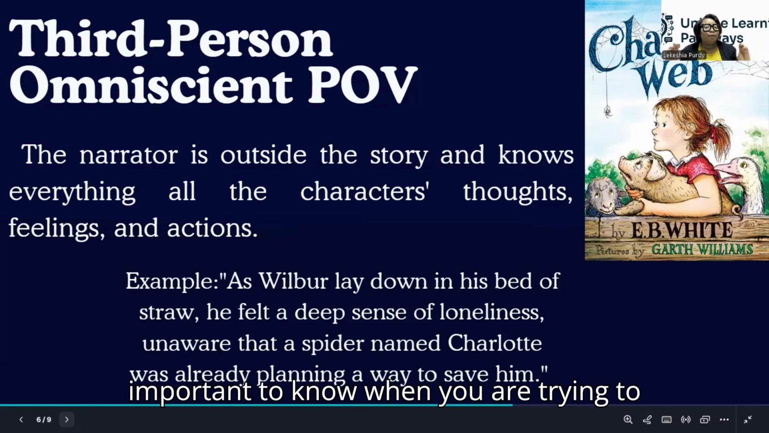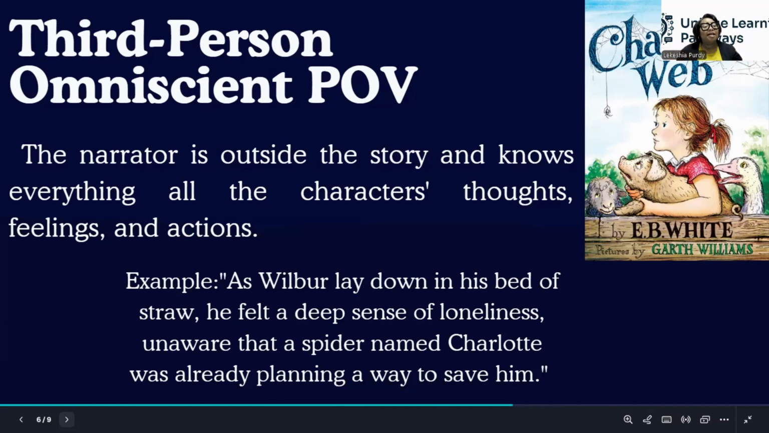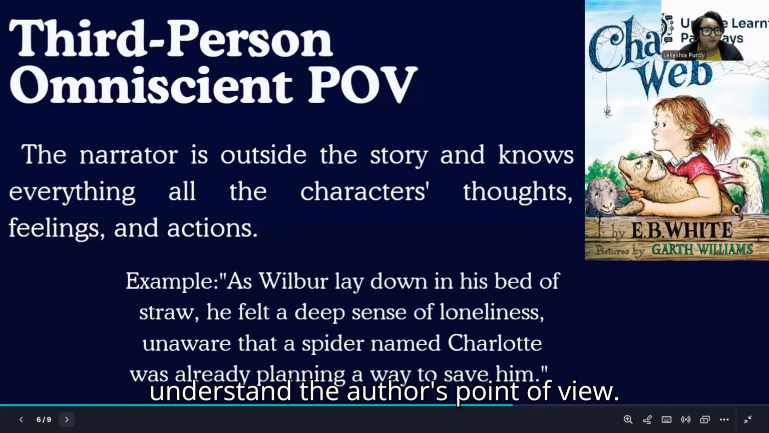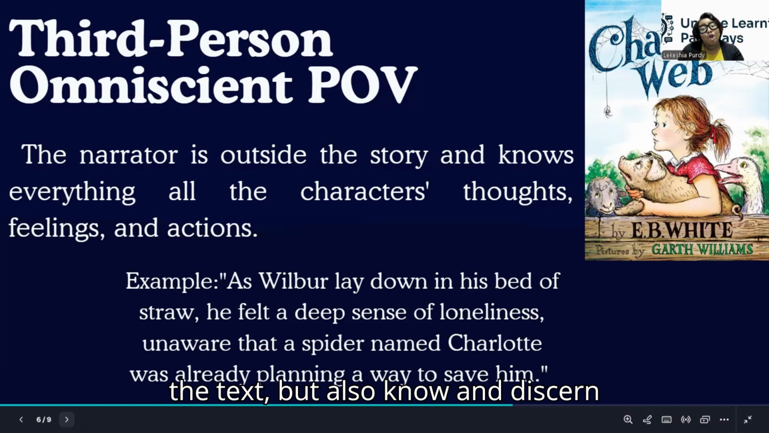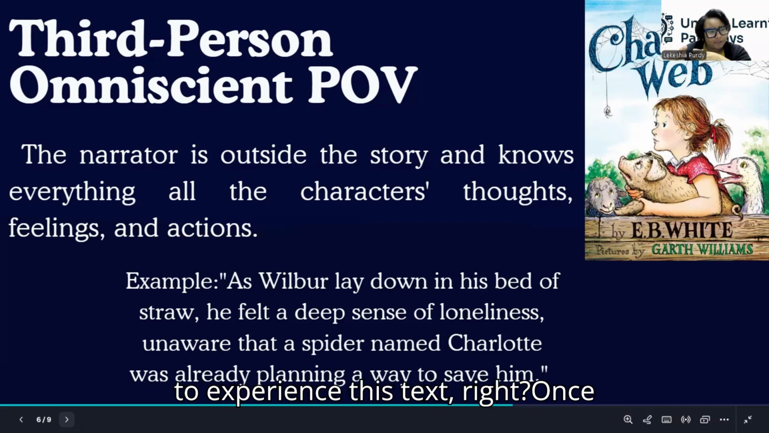So this is just very important to know when you are trying to understand the author's point of view. The goal is for you to have a greater understanding and a better feeling about the text, but also know and discern what type of point of view it is, so that you can understand how they want you to experience this text.